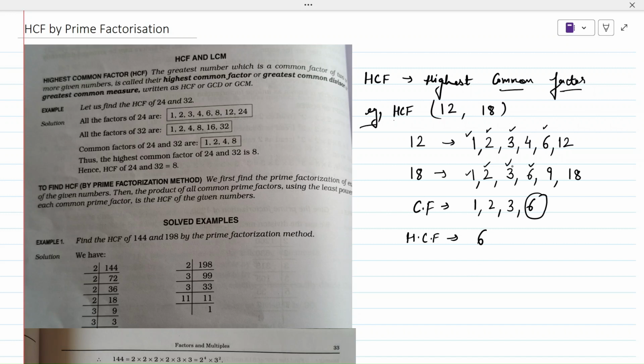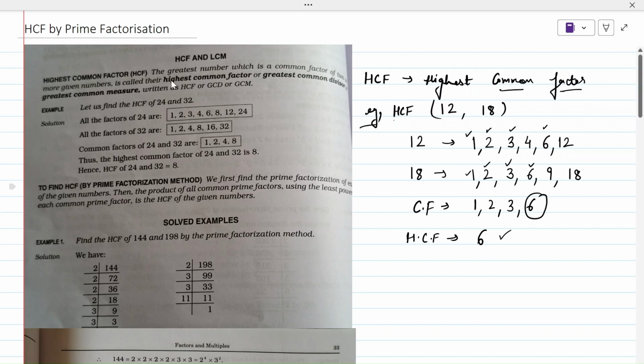Okay, so what we have done, we have written all the factors of 12 first, then we have written the factors of 18. Okay, we have written all the factors of both the numbers, then we have found out the common factors in these two numbers, and among those factors which one is the highest. So the highest one is called the HCF, that is the highest common factor. Okay, so now let's come to the book.